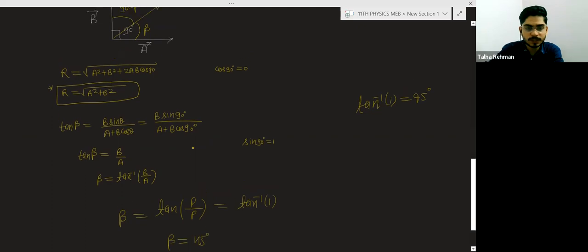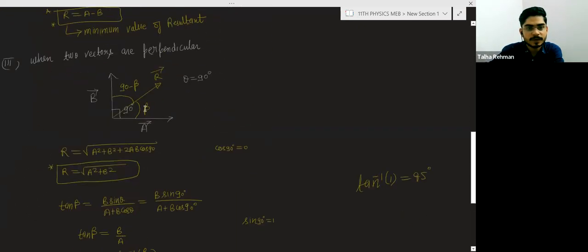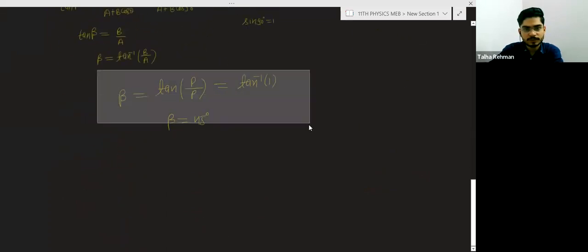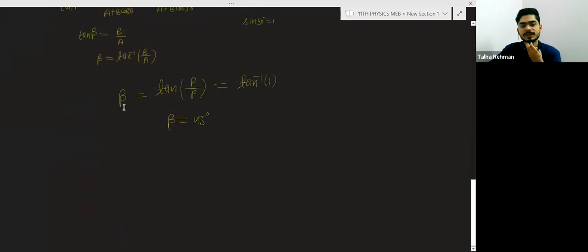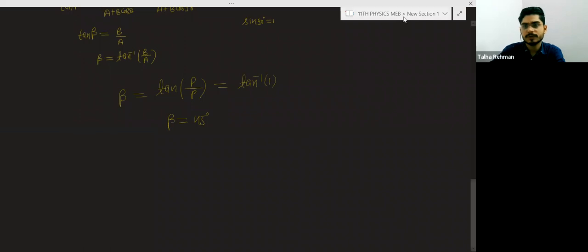So when you put this beta here, this is 45, and this angle will be 90 minus 45, means 45. So if you want to note it down, then note. Otherwise, there is no need of this. You can do it by yourself. So I am taking one question on it.